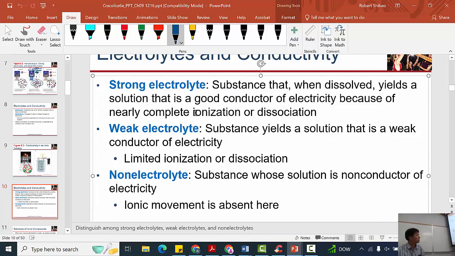We use these terms interchangeably, ionization and dissociation. Although ionization is used in other senses and other ways as well. So there are multiple definitions of ionization. This is one involving the dissociation into ions. Weak electrolytes have limited or partial ionization or dissociation. And non-electrolytes have no ionization or dissociation.